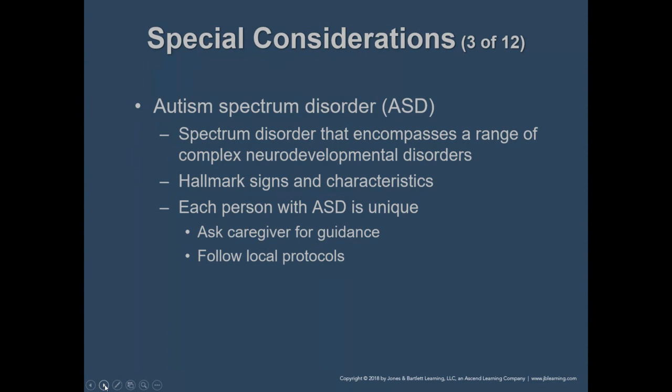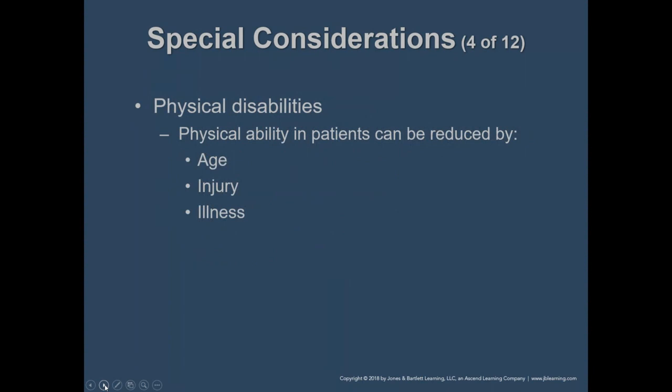So when you are trying to take care of these folks, the caregiver is going to be your best guide as to what their unique challenges are, and how you are providing help to them is also going to be a challenge. If there are established local protocols, then that would be a good thing for us to follow. But remember that everything varies so widely in autism that each situation is kind of unique.